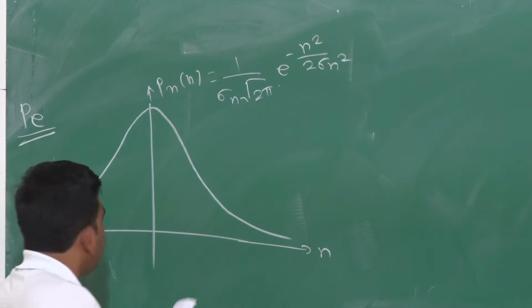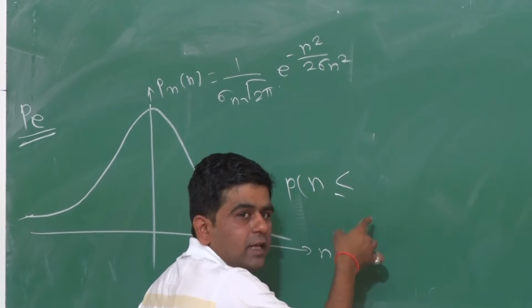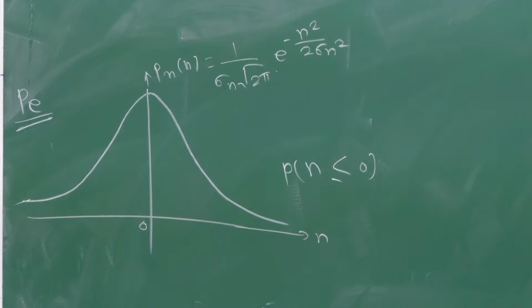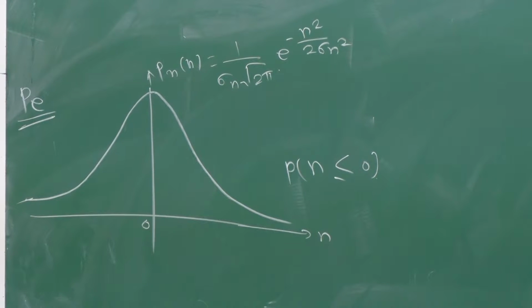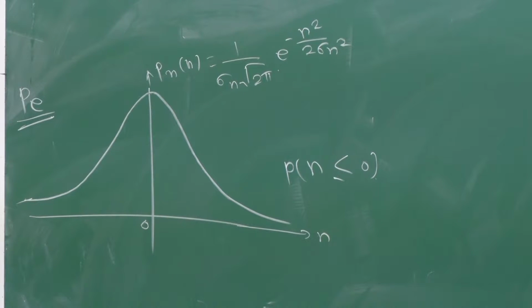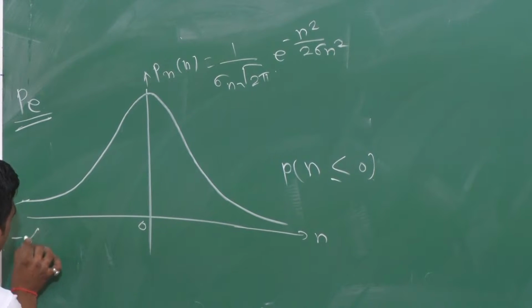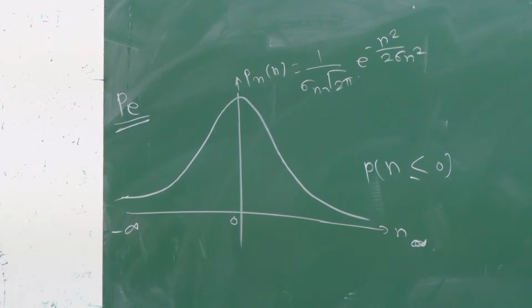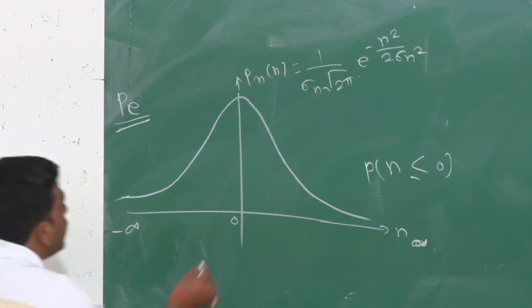Can you give me the probability for n which is less than or equal to 0? What is the probability of n which is less than or equal to 0? Point 5? Is it 0.5? So what is the probability for n ranging from minus infinity to plus infinity? 1.